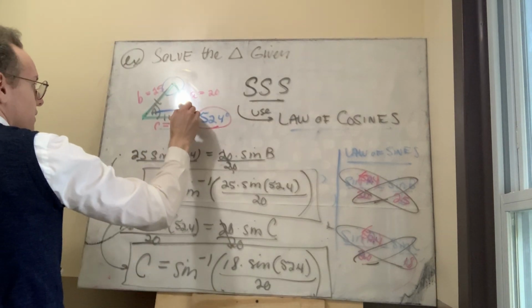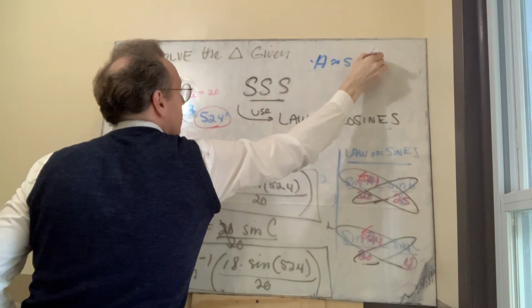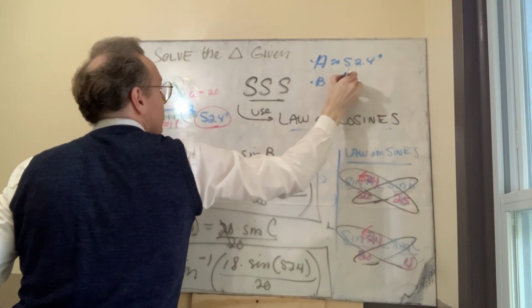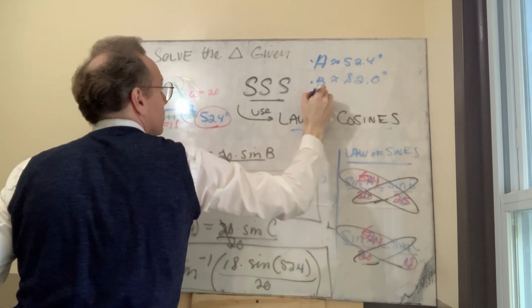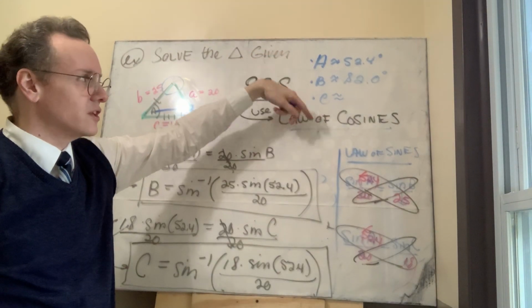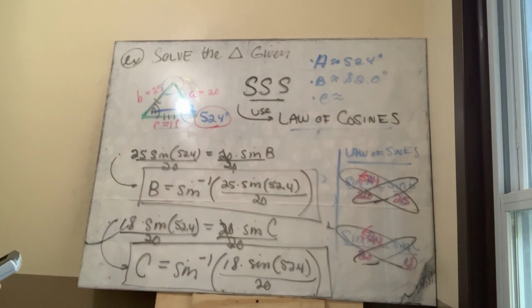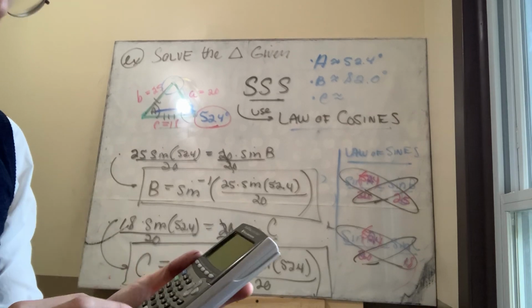B, if we call this B, A is about 52.4. B would be about equal to 82.0. C would be the next one. You could, at this point, attempt to just add these and then subtract from 180 and get the same answer, but let's say you started with this one. If I just tweak this ever so slightly into the same thing, I'm going to insert 18 in here.